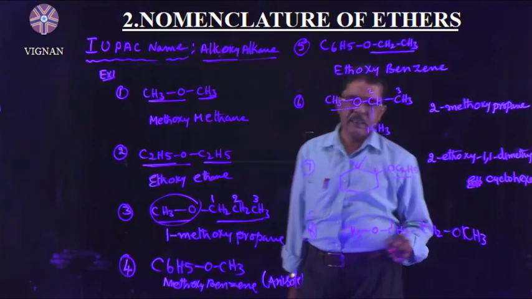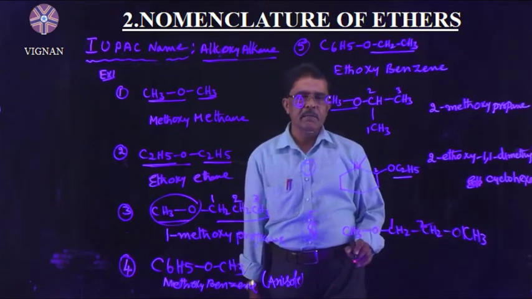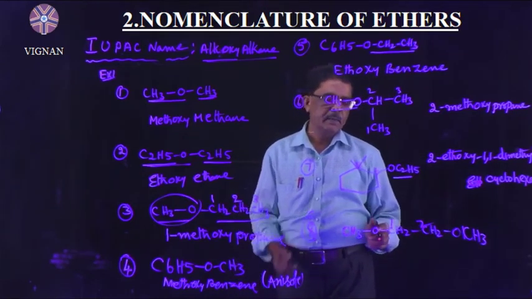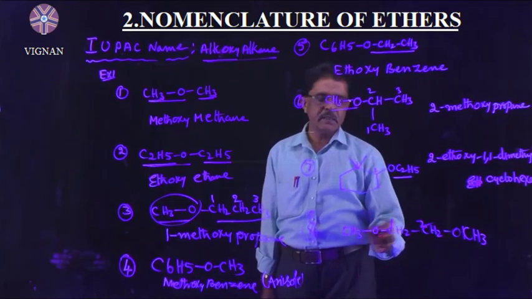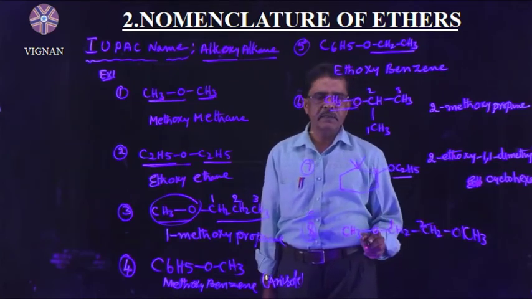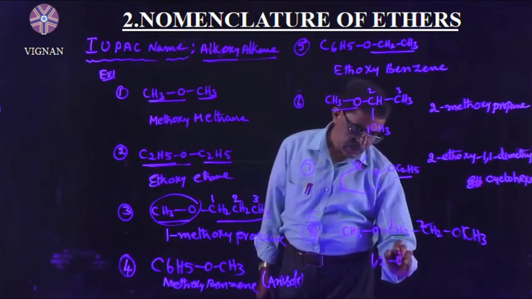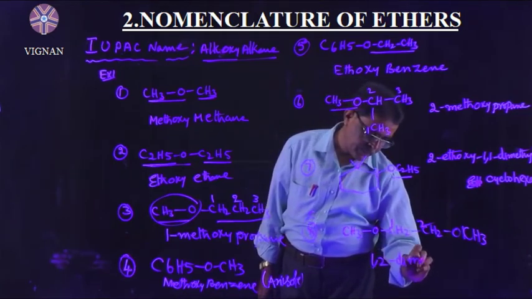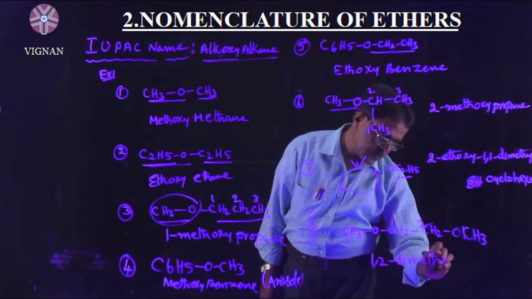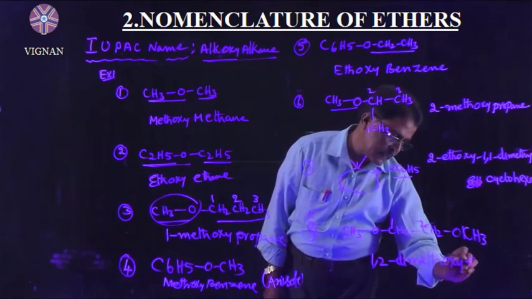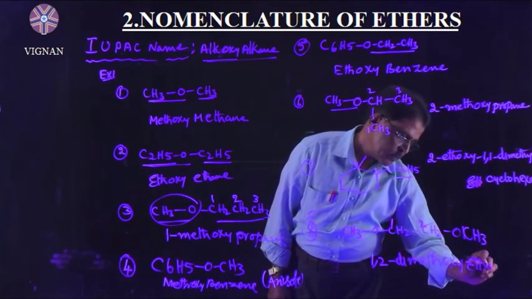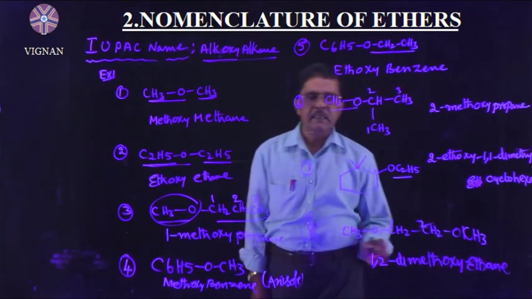And for this compound, you have to consider this as the longest chain. Two carbon atoms form the longest continuous chain. So at one position there is a methoxy group, and the second position is also a methoxy group. So 1, 2-dimethoxy: 1, 2-dimethoxyethane.